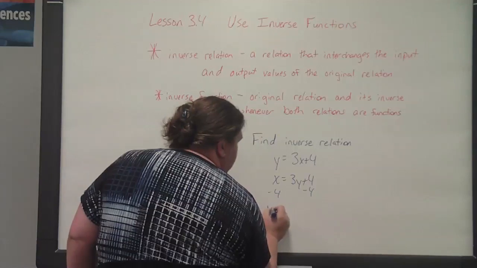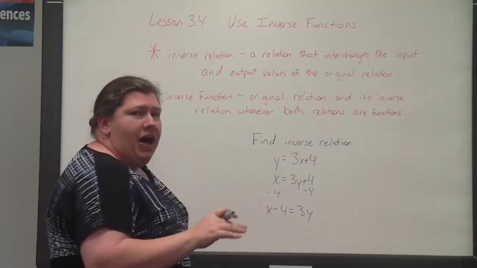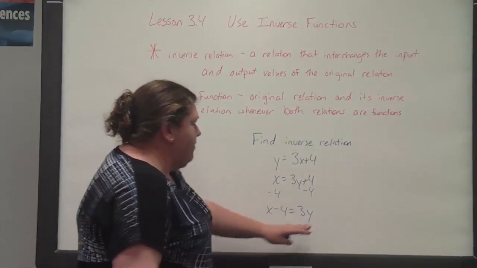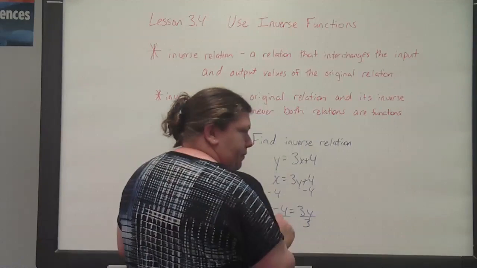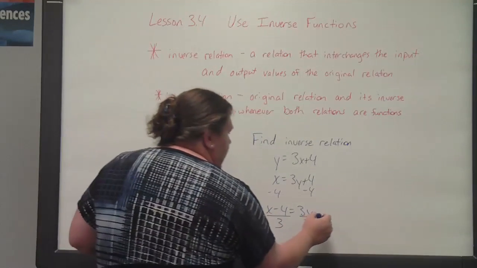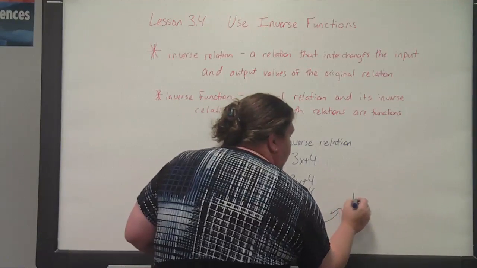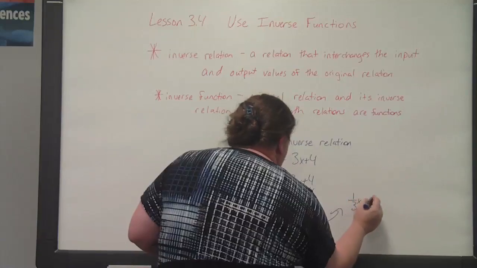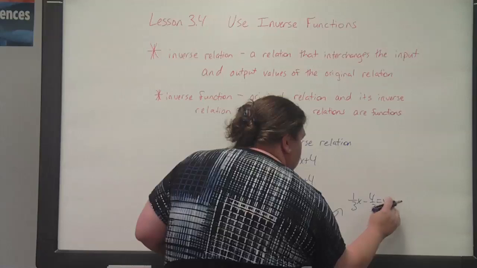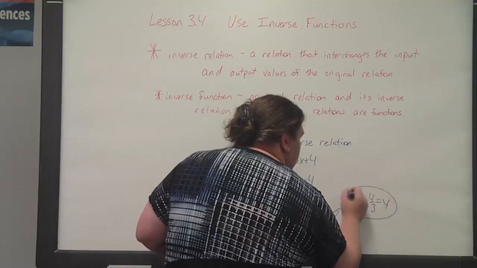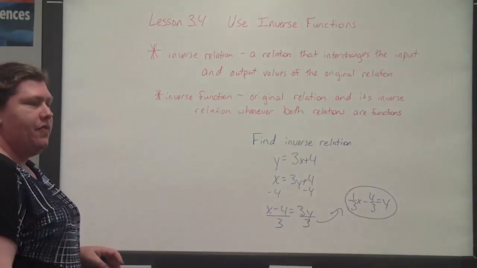So now I have x minus 4 equals 3y. But y is not by itself, and so I have to divide both sides by 3, which will end up getting me 1/3 x minus 4/3 equals y. And this is your inverse relation to y equals 3x plus 4.